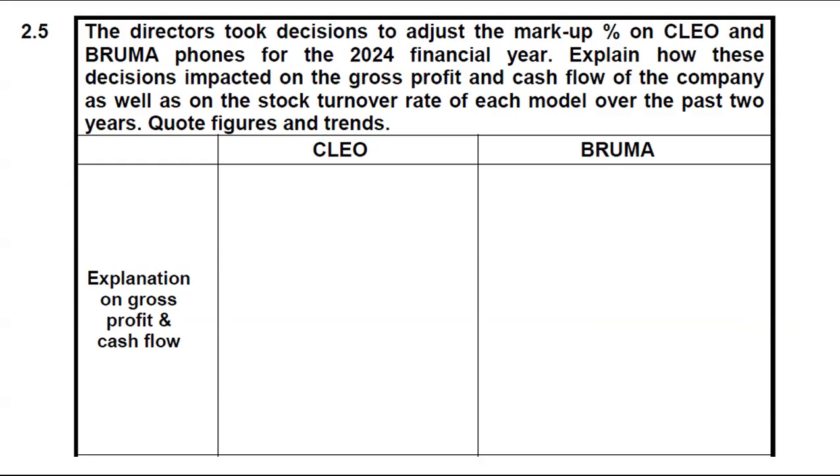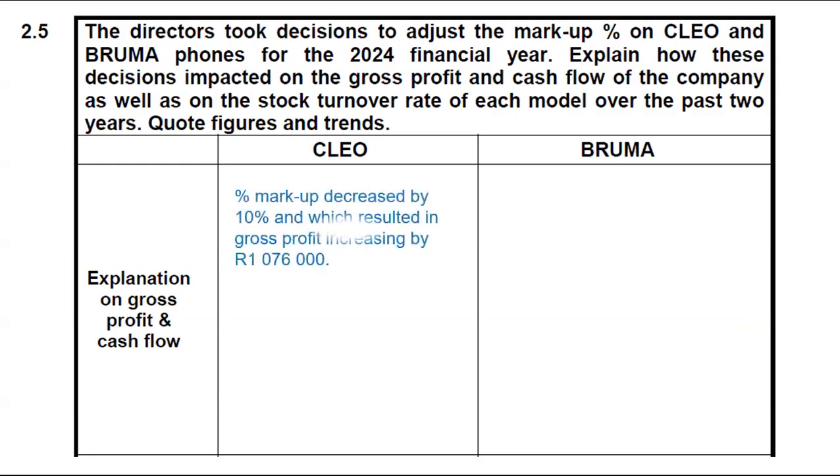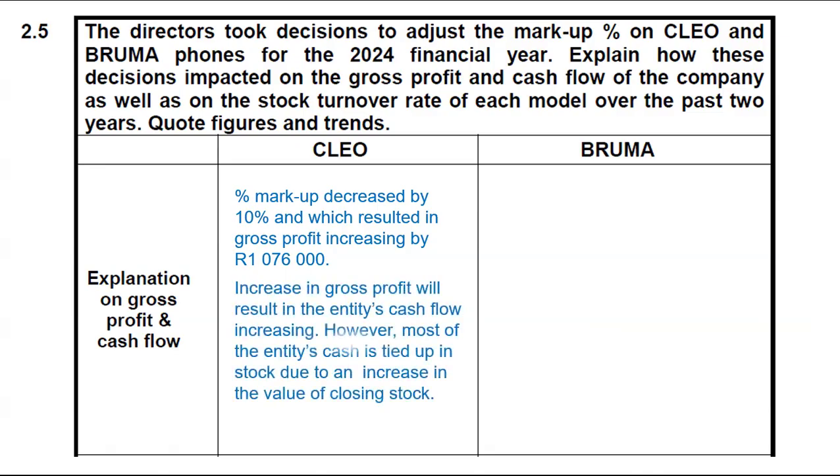So you're going to put this in writing. You will simply say percentage markup decreased by 10%, which resulted in gross profit increasing by 1,076,000. Increase in gross profit will result in the entity's cash flow increasing. However, most of the entity's cash is tied up in stock. Remember, the value of your closing stock for Clio was 2,840,000. That was a little bit too high. It means you have 2 million that is there in the warehouse and you can't use it. That's your money. You bought that stock. So your 2,840 is just sitting there gathering dust.